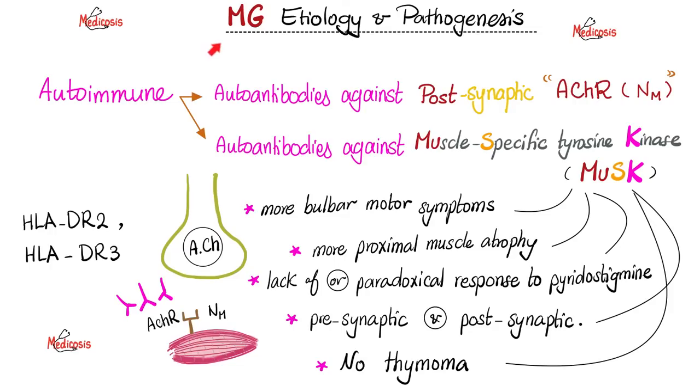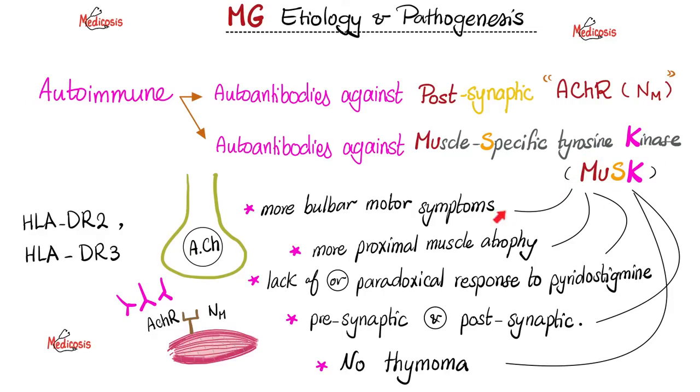Let's compare and contrast myasthenia with Lambert-Eaton. Myasthenia, what's going on? Autoimmune disease, where we have nasty autoantibodies against the postsynaptic acetylcholine receptor, which is nicotinic subunit M. But some patients do not have this type of antibodies. Instead, they have another type of antibodies, and these are autoantibodies against muscle-specific tyrosine kinase, or anti-MuSK.